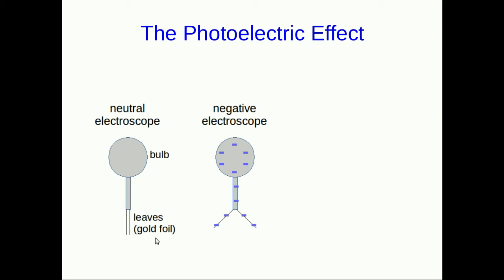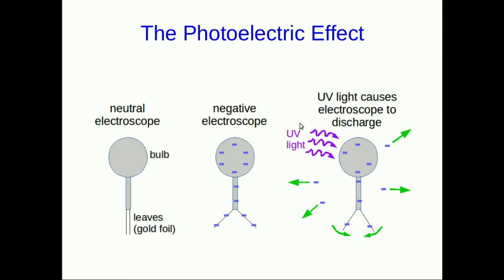And when you charge it, then those leaves will repel each other and they stand out, and you can tell that it's charged. And it doesn't matter whether you put a positive or a negative charge on it, those leaves will repel each other. But in particular, it was noticed that a negatively charged electroscope, if you shine UV light on it, will lose its charge. It will discharge. Well, this was first noticed in the early 1800s.